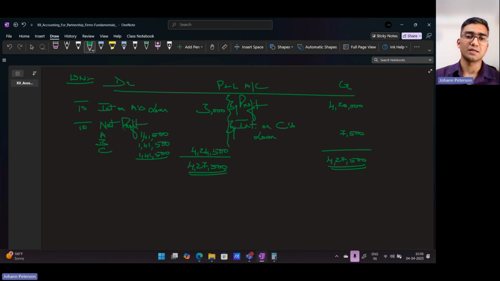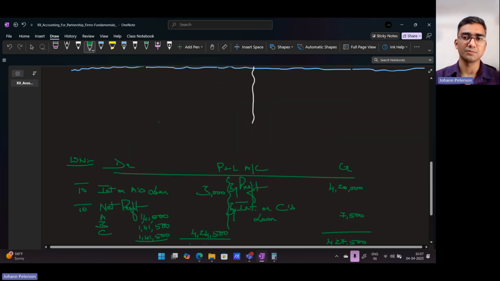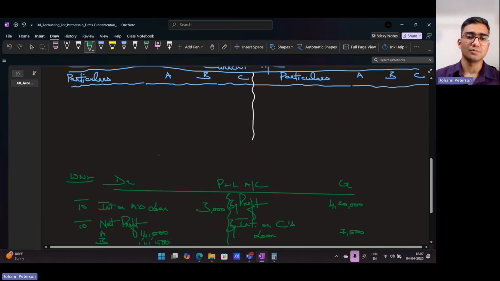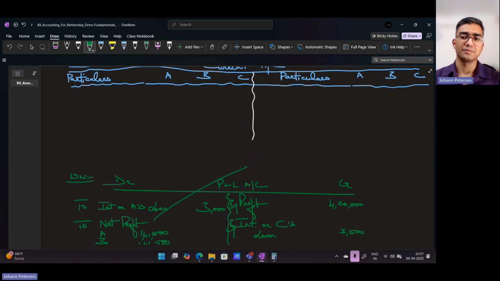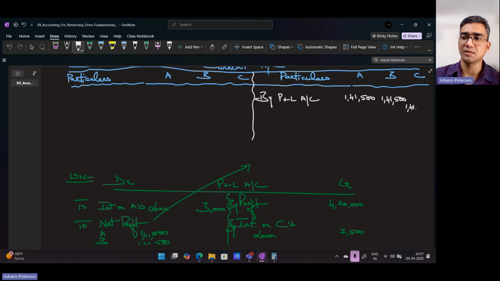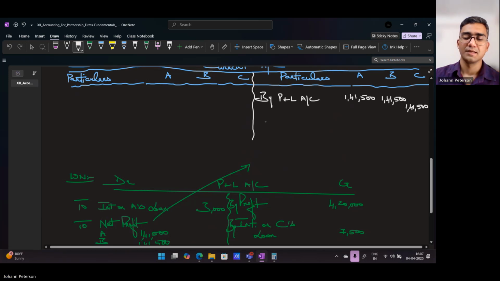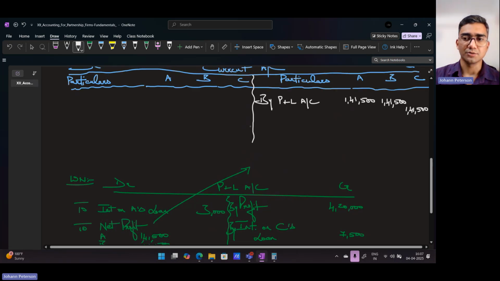Now, this being our profit, this is what gets carried into the profit and loss appropriation account. So this will be transferred, and this comes on the credit side. So we will write by profit and loss account. This amount is 141,500, 141,500, and 141,500. After this, look at your journal entries.